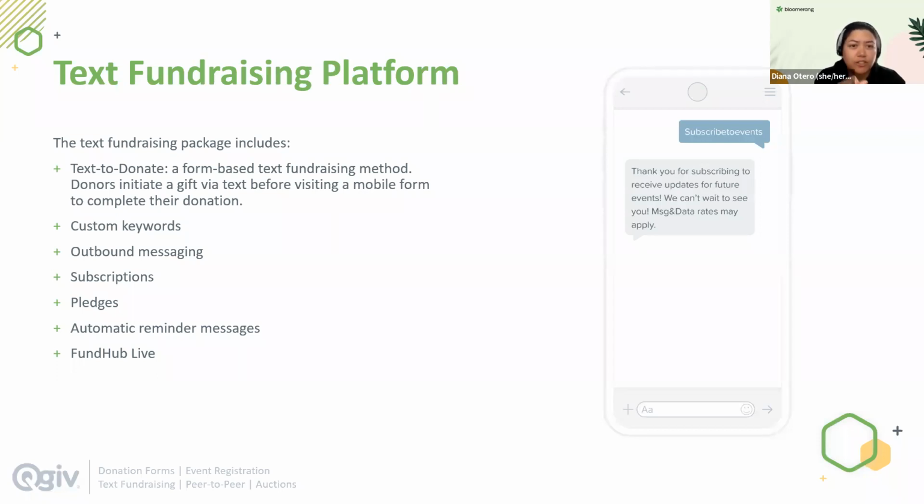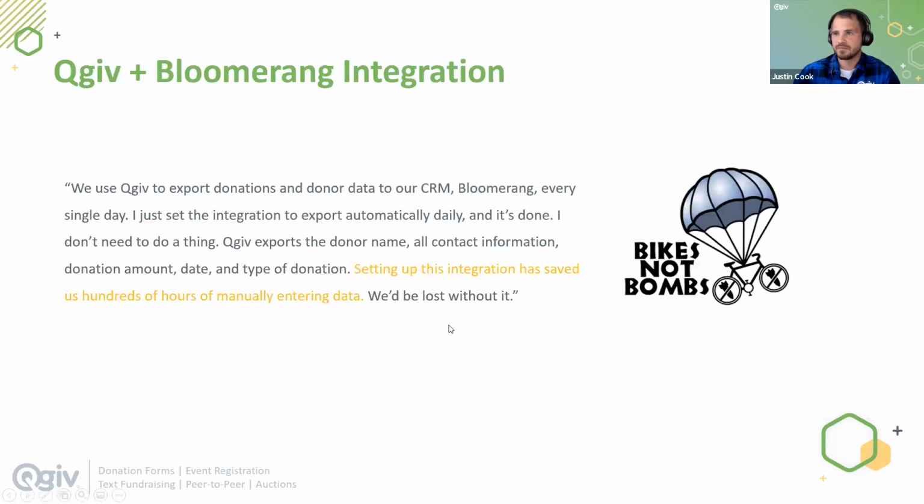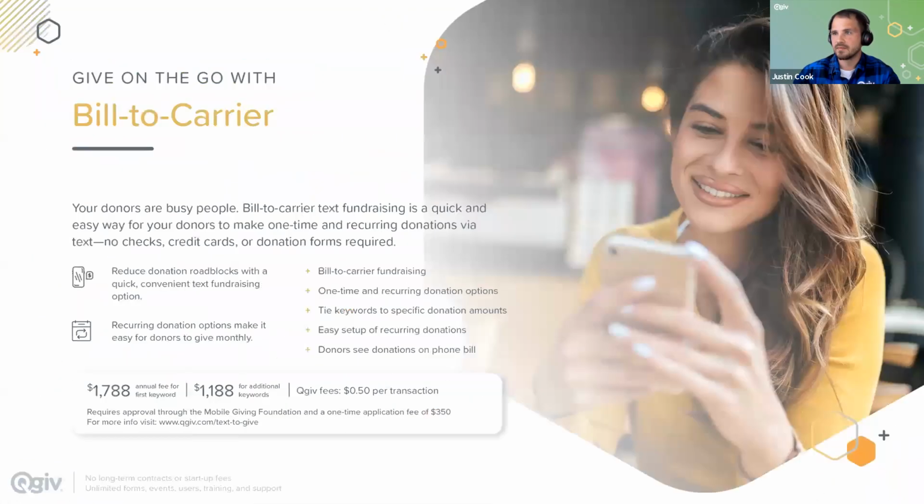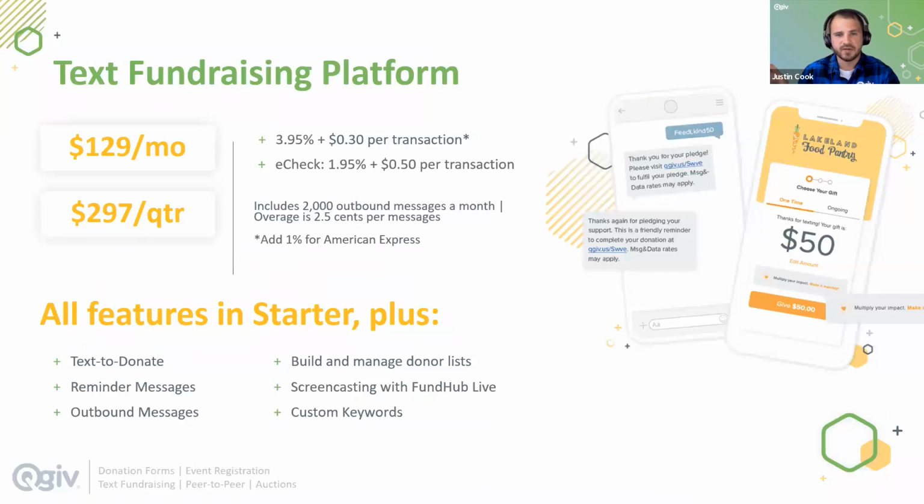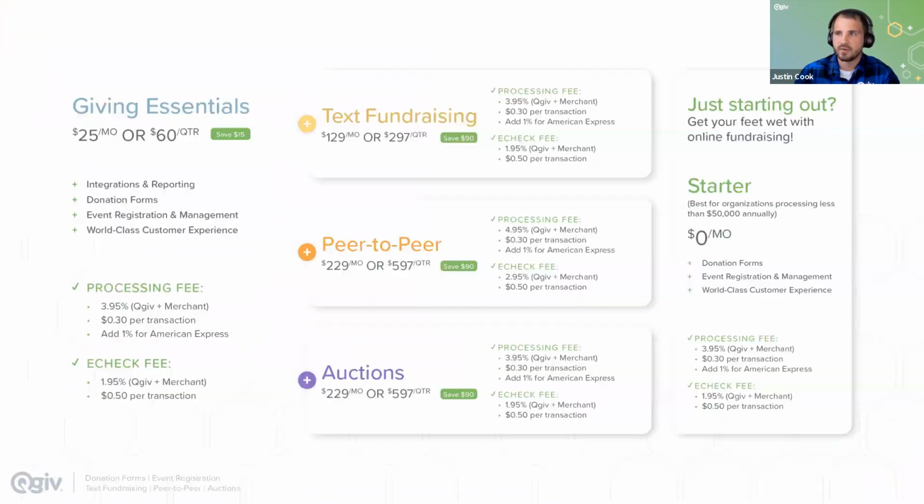We have a request. Justin, can you show us the pricing again, please? Yes. So we have the text fundraising platform pricing, and then if we want to see the overall pricing, we have this here as well. And this is always available on our website. We have very transparent pricing. It's always going to be available for you to take a look at on our pricing page. And you can go to qgiv.com/pricing. That'll pull up that information.